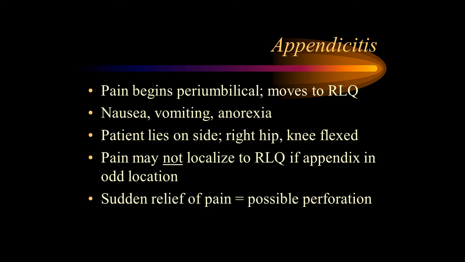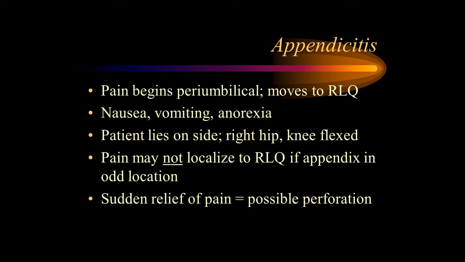Anyway, pain begins periumbilical, usually, so that means in the middle or under the umbilicus, and moves toward the right lower quadrant the longer it goes on. Nausea, vomiting, anorexia occurs. Patients lie on their side, in what we call the fetal position, and pull their knees up in a flexed position. Pain may not localize to right lower quadrant if appendix is in odd location.